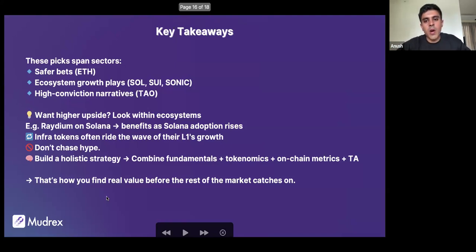And it's not just Radium. You'll find similar opportunities across almost every major chain. The key is knowing which layer one or layer two network is gaining traction, and then looking at the infrastructure tokens that support that growth. Let me take you to CoinMarketCap and show you exactly what I mean. Let's take an Ethereum project, for example, all right? So let's go ahead here.